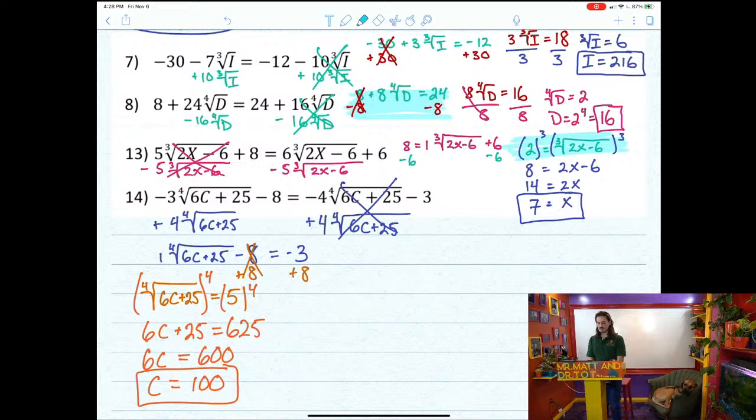and that leaves me with the quartic root of 6c plus 25 is equal to positive 5. So then I raise both sides to the fourth power to get rid of that quartic root. 5 raised to the fourth power, that's 5 times 5 times 5 times 5. 5 times 5 is 25, 25 times 5 is 125, 125 times 5 is 625. So we get 6c plus 25 is equal to 625. Subtracting 25 on both sides, we get 6c is equal to 600. And then finally, dividing by 6 on both sides, we get c is equal to 100.